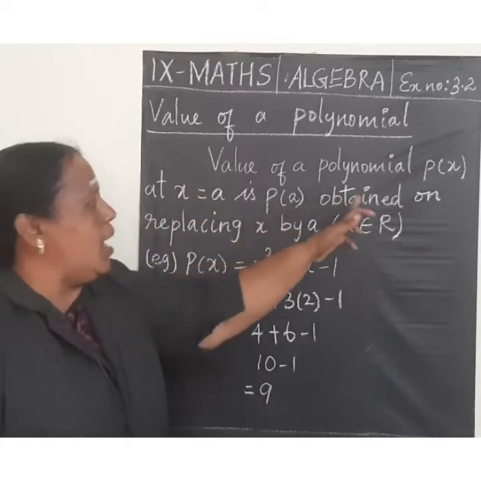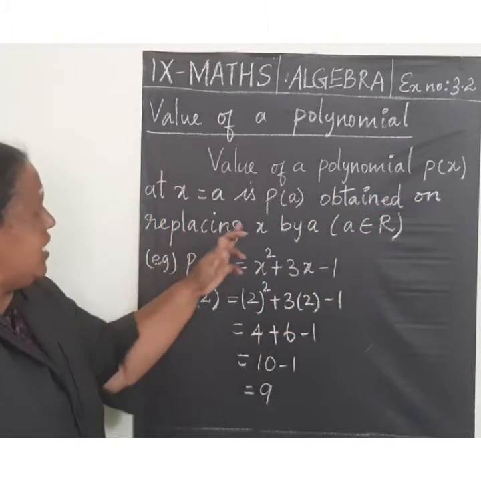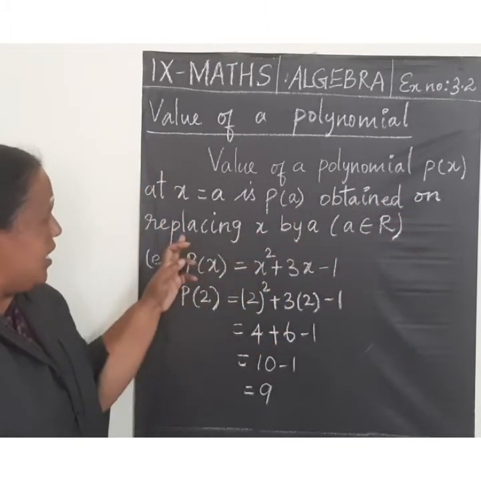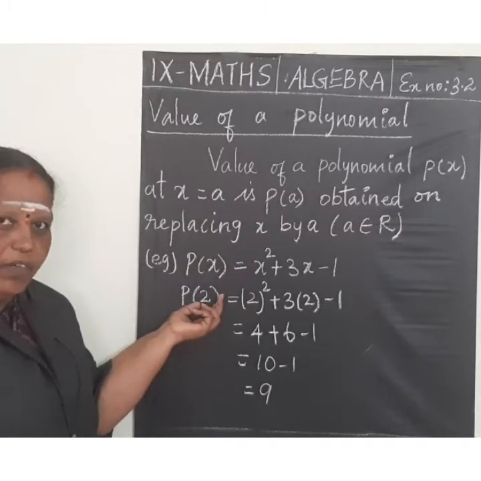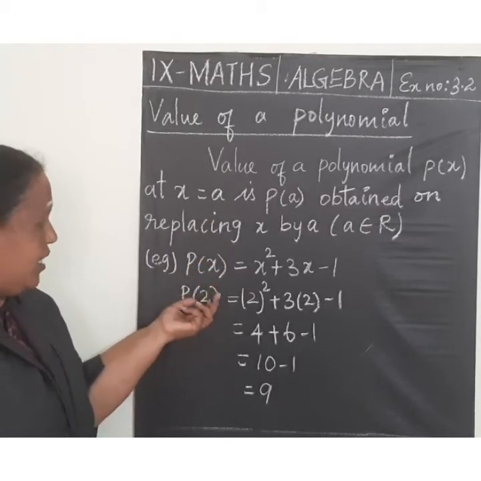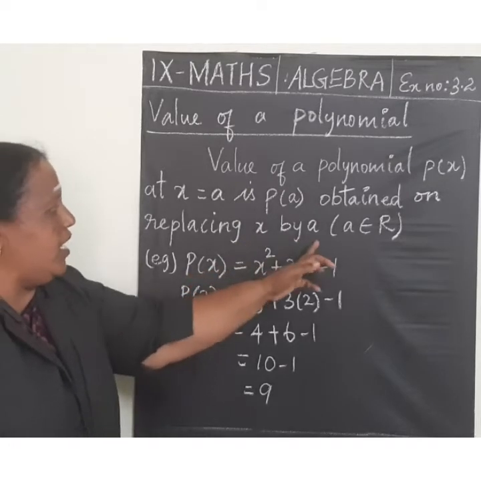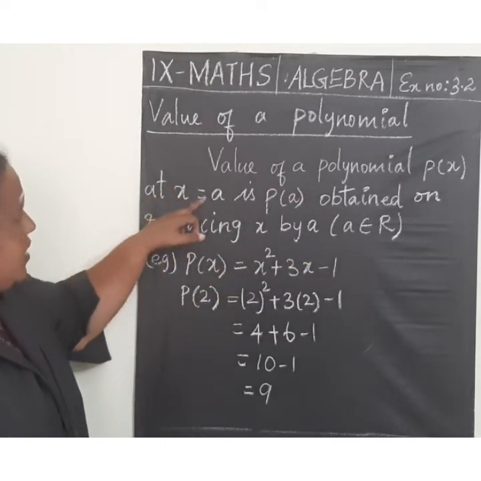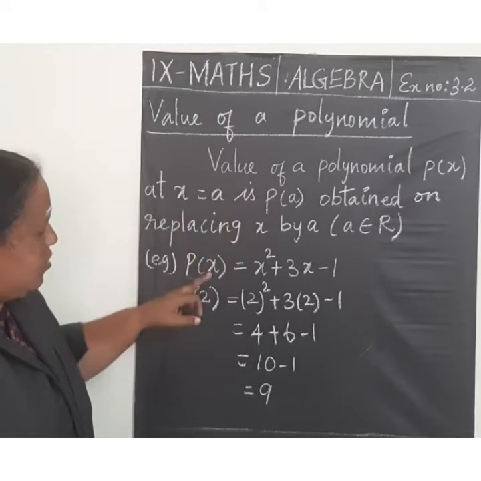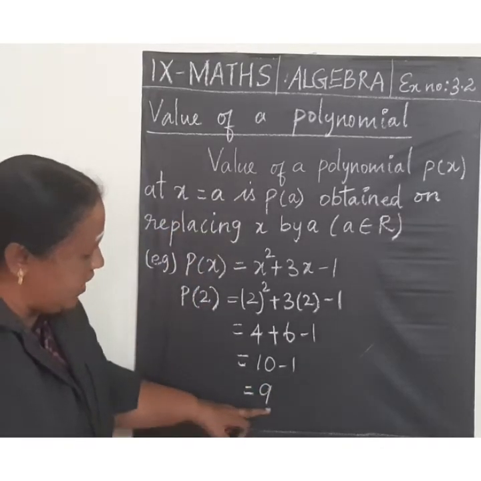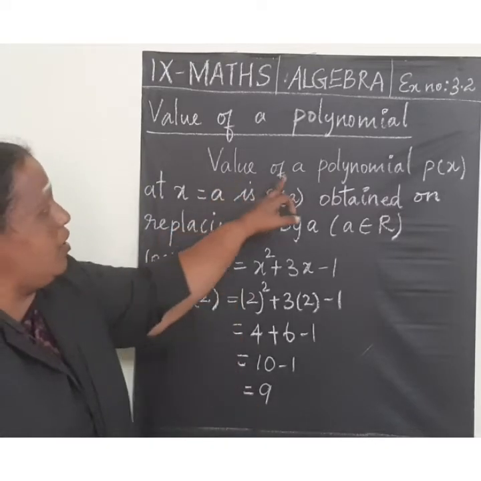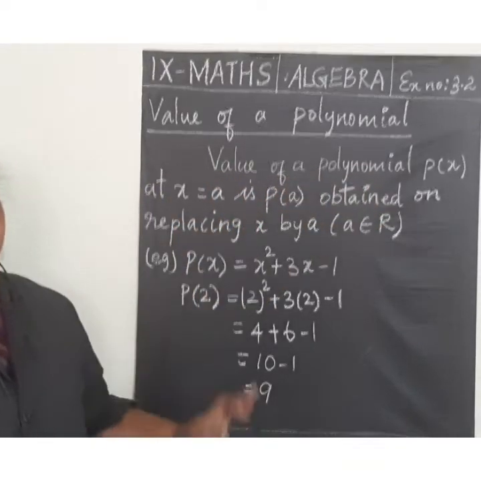P of a is obtained on replacing x by a. So in the place of x we are placing a value, a number. When we are replacing x by a, in the place of x we are substituting that constant. So here we substituted and got p of 2. Here we got the value 9. This 9 is called the value of the polynomial.